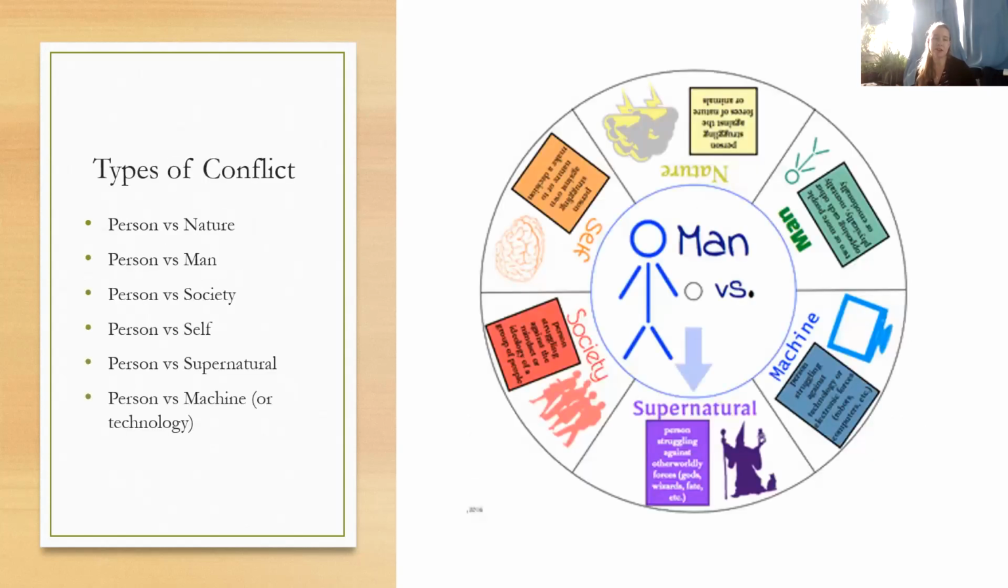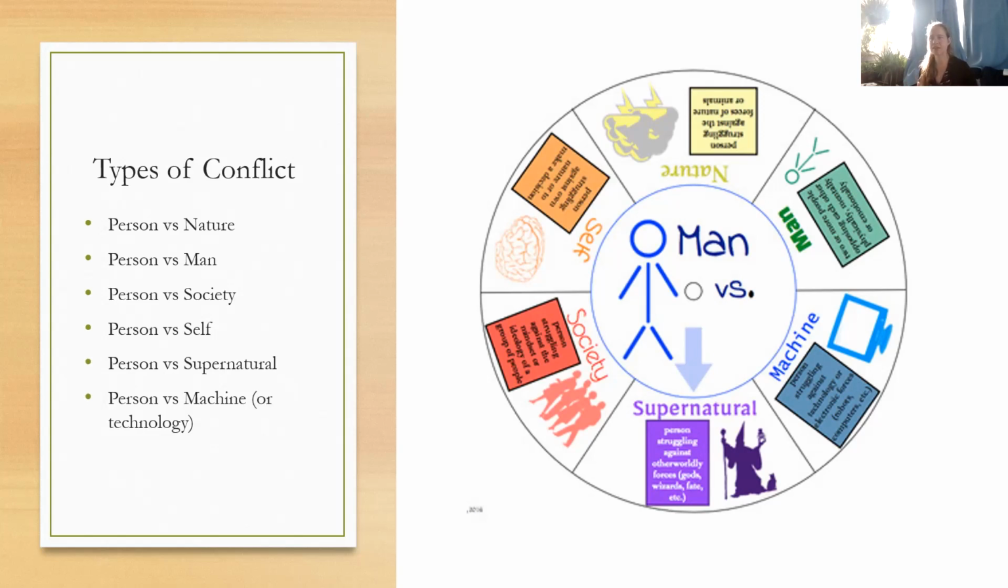What are the different types of conflict? Well, you've got person versus nature, person versus man, person versus society, person versus self, person versus supernatural, and person versus machine or technology. And these conflicts are really the forces that create that plot line.